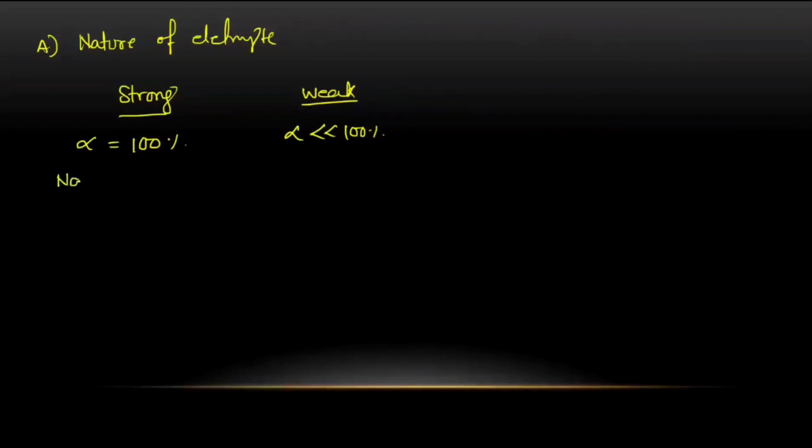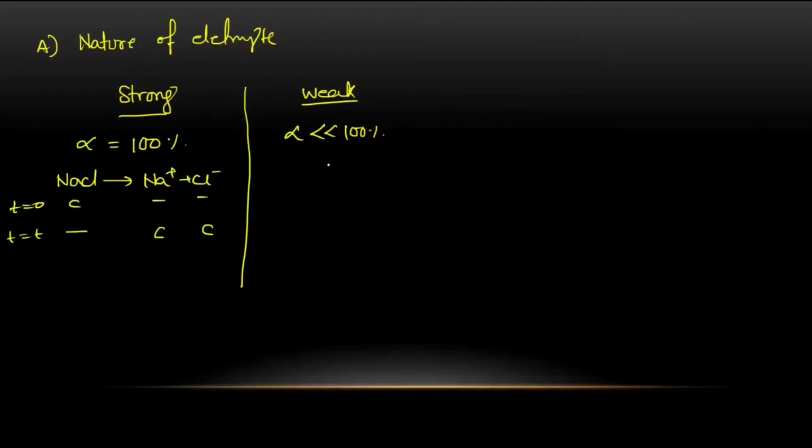Suppose I have NaCl and that is going to dissociate to Na+ and Cl-. Suppose initially I have concentration C of NaCl, and at t equal to 0 there are no ions. When it will be t equal to t, then completely it is going to be dissociated. So finally at t equal to t, there will be no NaCl. Rather, there will be C concentration of Na+ and C concentration of Cl-. So it is basically a strong electrolyte.